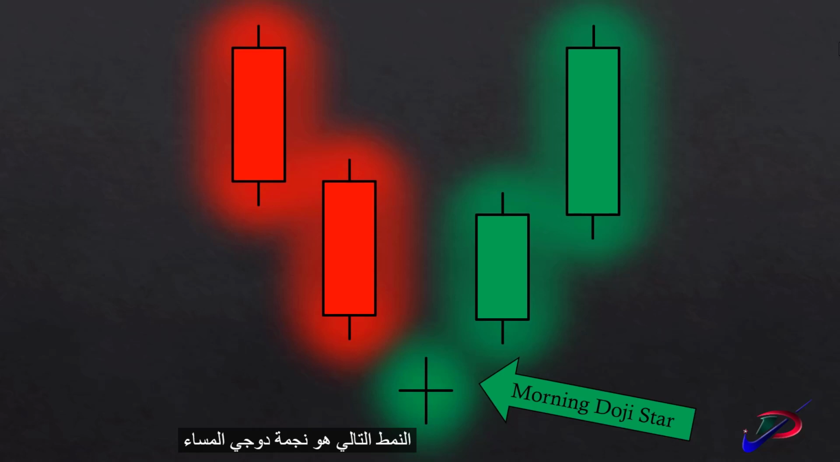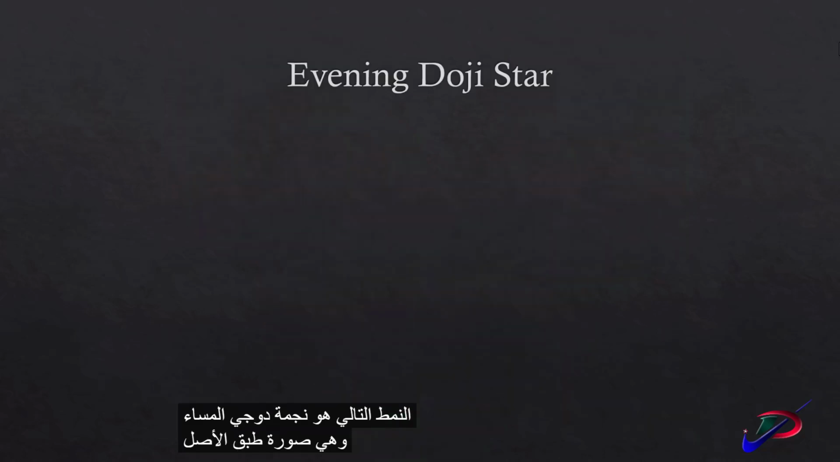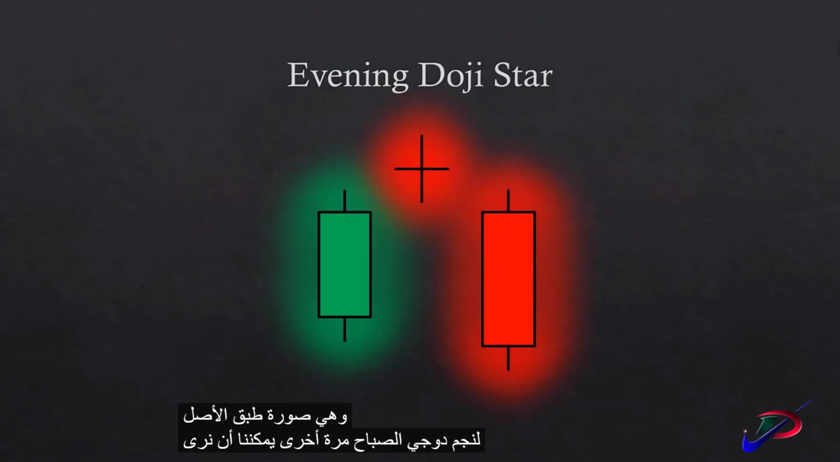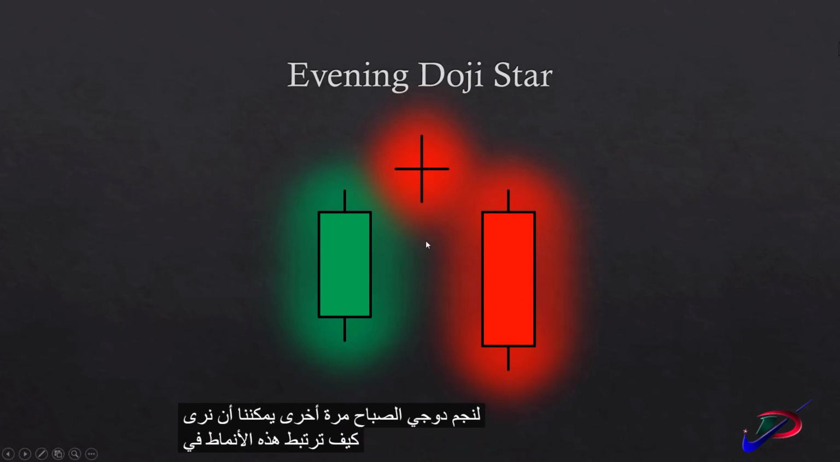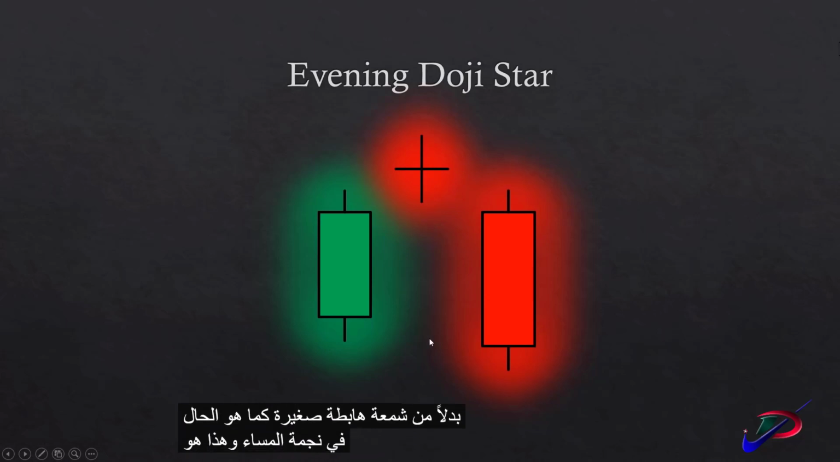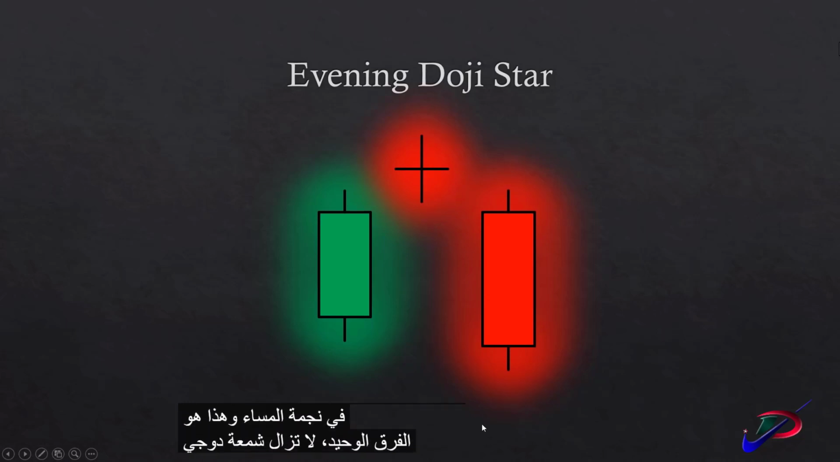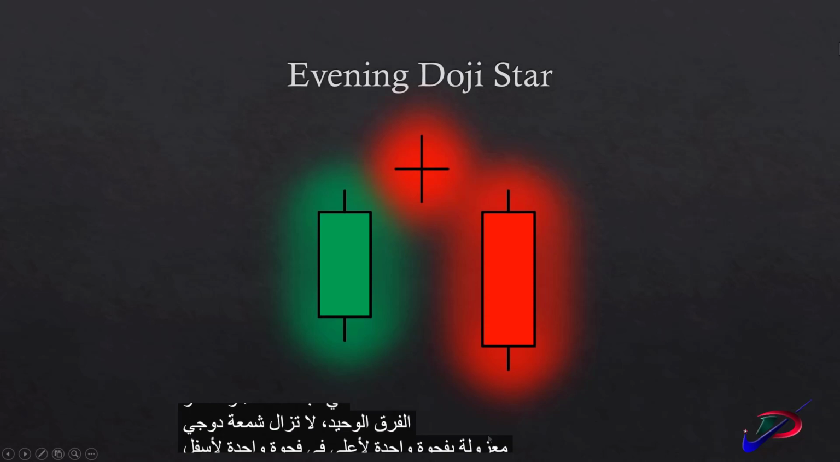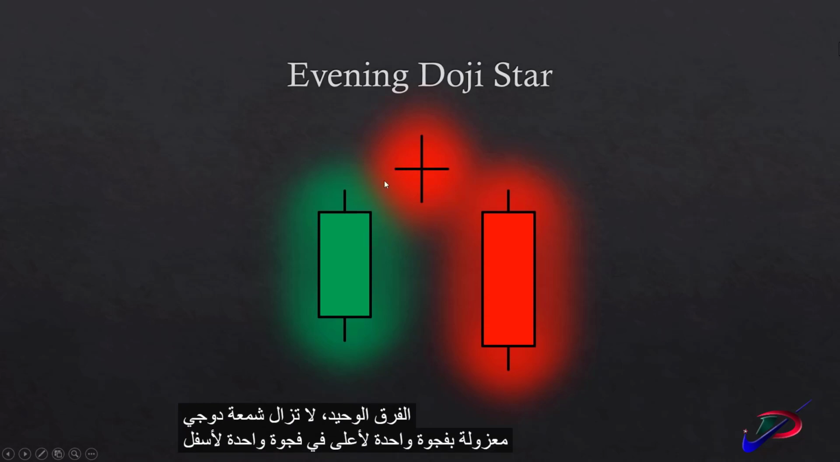The next pattern is the evening doji star, which is the mirror image of the morning doji star. Once again, we can see how these patterns are related. In the evening doji star, the second candle in the pattern is a doji in star position instead of a small bearish candle like in the evening star. That's the only difference. The doji candle is still isolated by one gap up and one gap down.